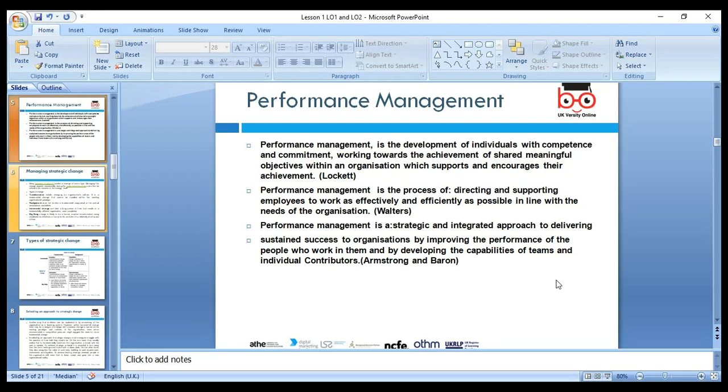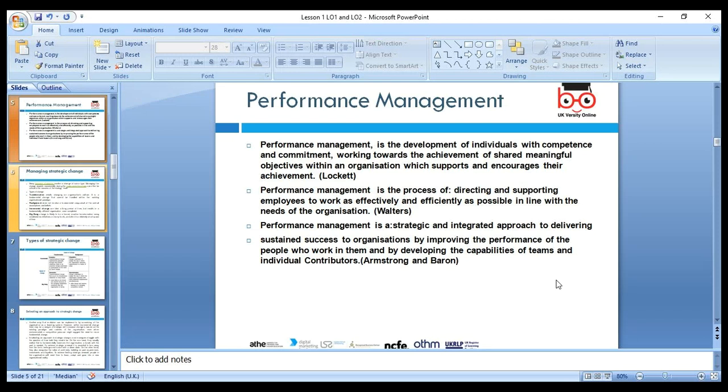Performance is the development of individuals with the competencies and commitment towards achieving shared, meaningful objectives of the organization, which supports, encourages, and achieves. Performance management is a process of directing and supporting employees to work as effectively and efficiently as possible in line with the needs of the organization. It is a strategic, integrated approach. Whatever we want to change, ultimately we want to improve performance in the short term, medium term, and long term. It is all about managing change. The purpose is to improve performance. So it's always good to first learn what performance is.